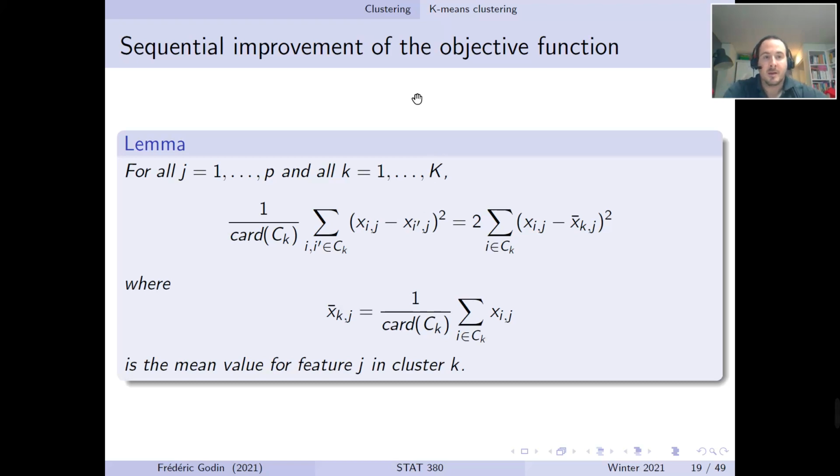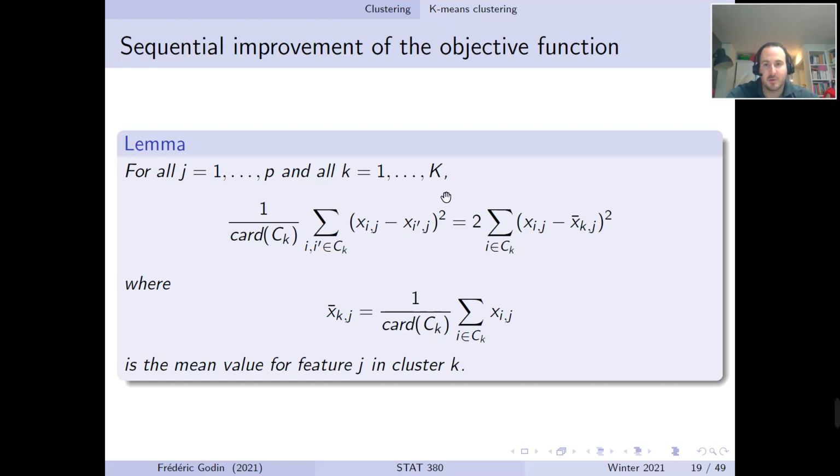Okay, so one quick lemma which is used in the proof that the objective function is constantly decreasing is the following. It can be shown, and again, this result in itself is not necessarily super useful, but it is useful to prove this other result in the exercise that I mentioned earlier, to show that the objective function constantly decreases.